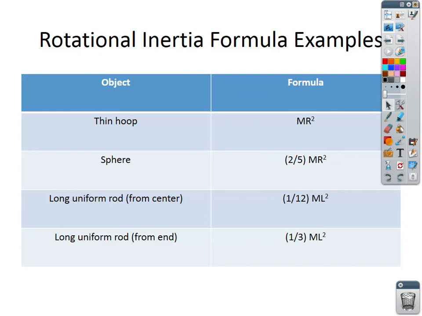For the sphere, we'd be looking at the radius from where it's being rotated, from the center of it. But for a plank or a long rod, a stick, I usually use a meter stick in class to illustrate it. We'd have to look at the whole length that I'm trying to rotate. But then I need to know, am I rotating it from the center of the rod, or from the end of the rod? Those are the only two spots we would look at.